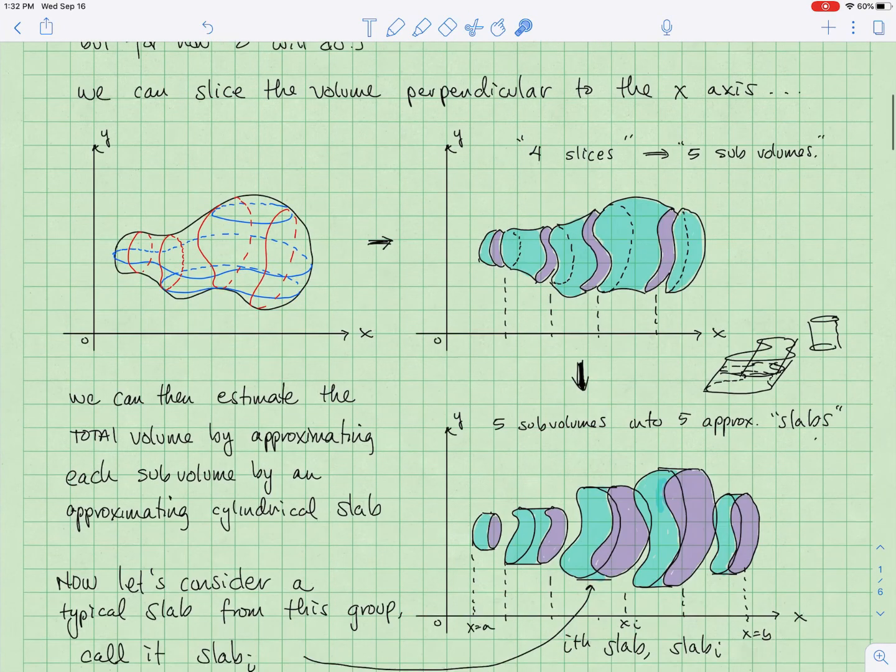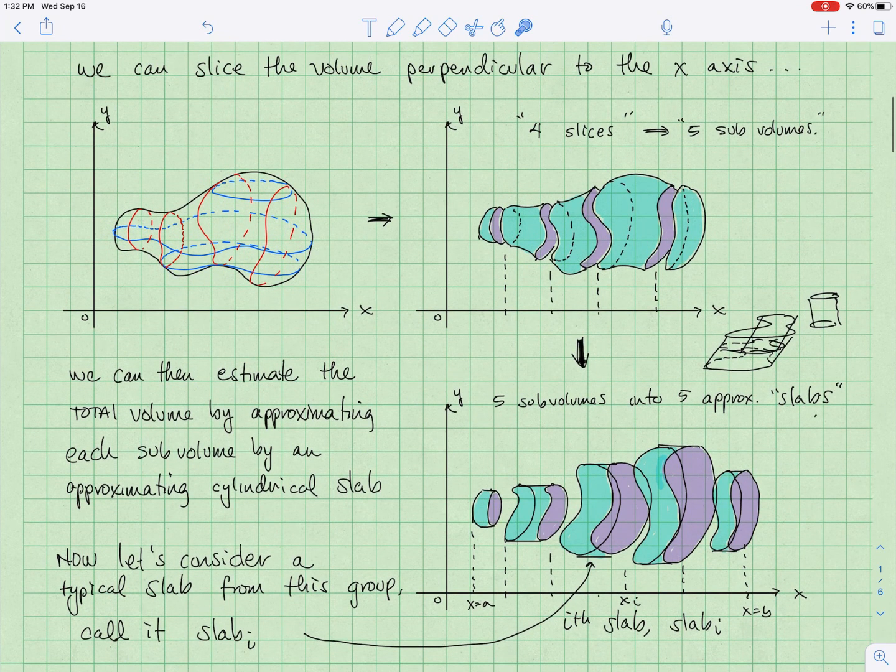Here's my little diagrams. In this case I'll choose not 4 slices, because there's 5 slices of bread, but 4 cuts. And those 4 cuts are going to generate these 5 sub-volumes. And we're going to estimate the total volume by approximating each sub-volume by an approximating cylindrical slab.